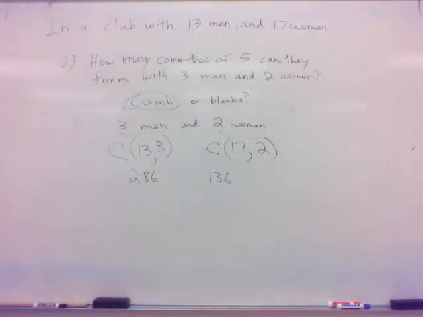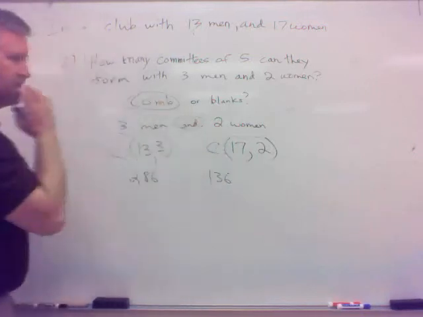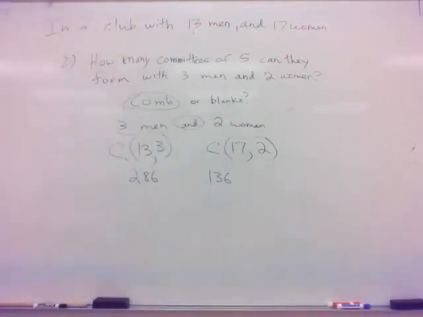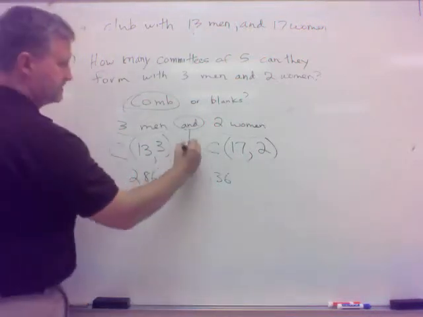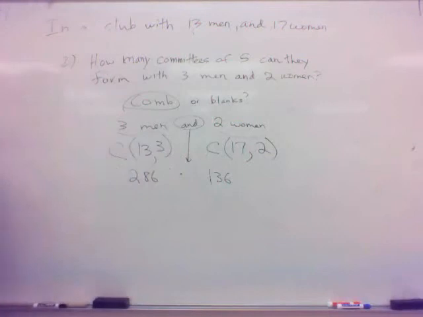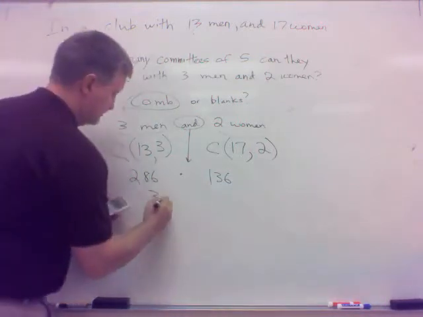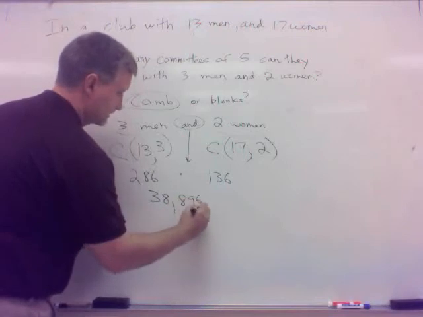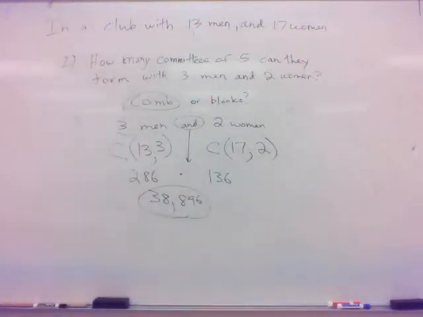That gives us 2 numbers. What do we do with it? Well, see that little word and? We've talked about and in different places, but in counting, and typically means multiply. See the word and? Think multiply. So I'll multiply my 286 by 136. 38,896. Okay? Question or concern?